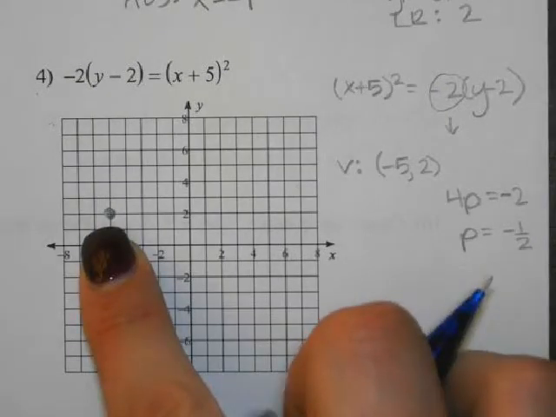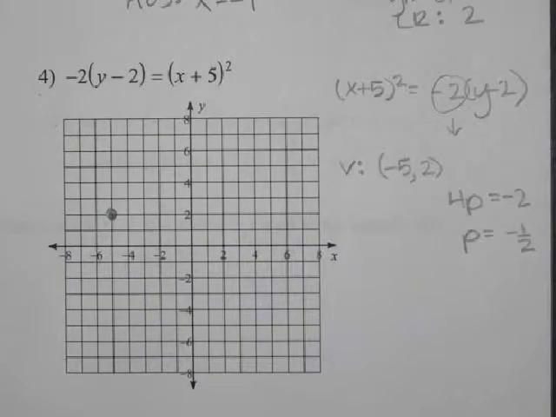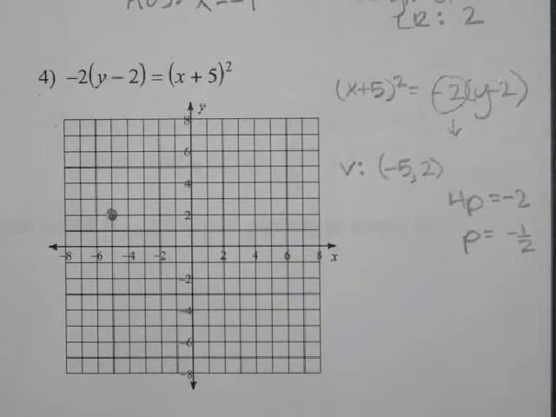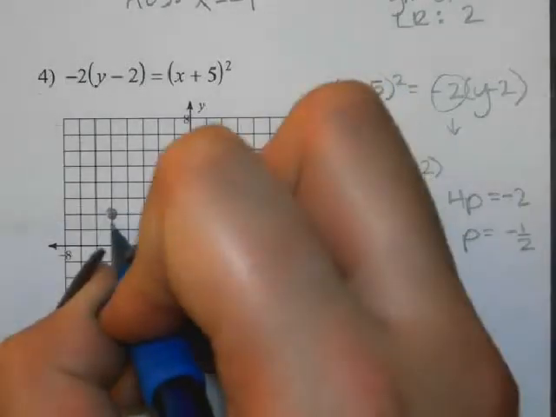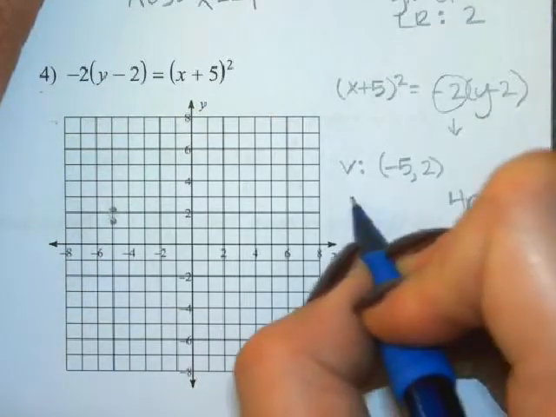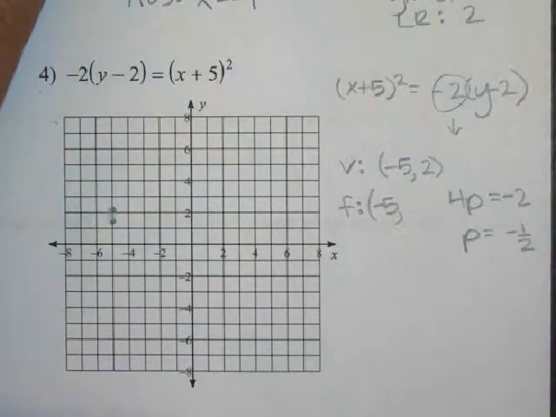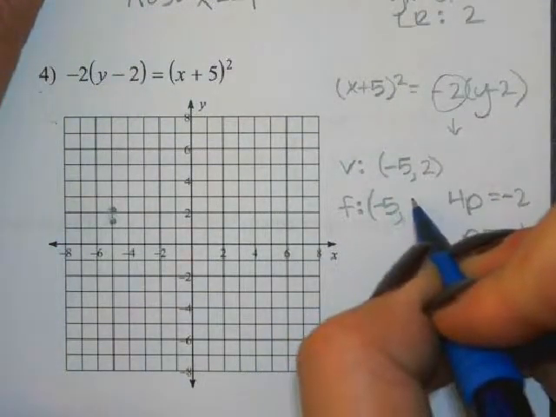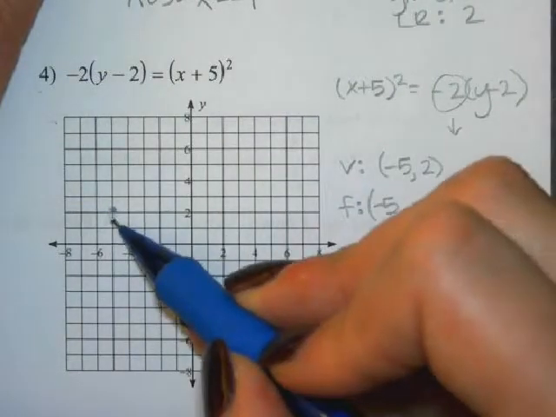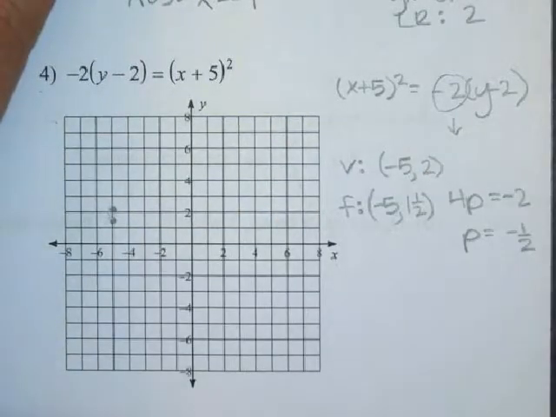So what are we going to do to find the rest of the information? This graph is opening down. The p-value is 1/2. We're going to go down 1/2, and what did we just find? The focus. Okay, so here's the vertex. We go down 1/2. There's the focus. So the focus is, x coordinate stayed the same. What's the y coordinate? One and 1/2.